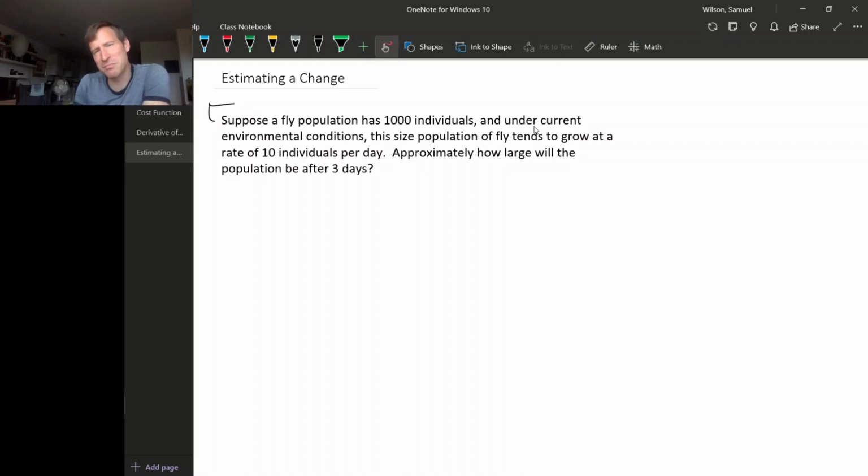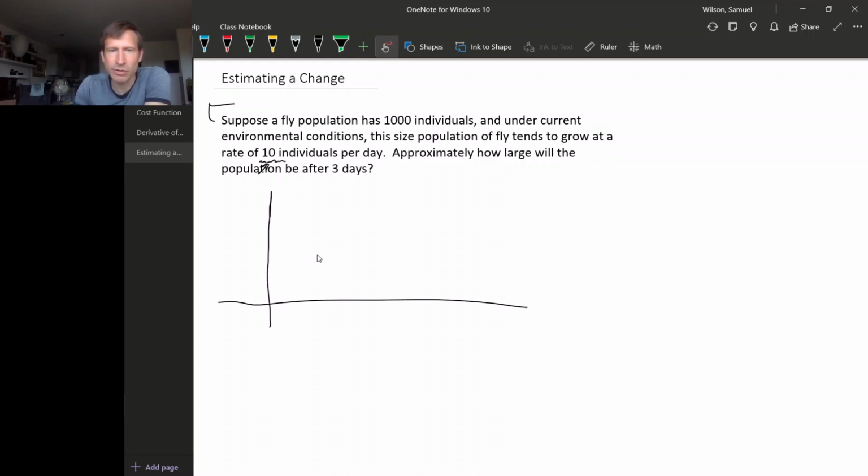And we know from past observations that under current environmental conditions, the size of the population will grow at about 10 individuals per day. Let's approximate how large the population would be after 3 days. Now, the thing is, over these 3 days, the environmental situation might change, and so this rate of change might not be constant. So we can't just multiply this 10 by 3 and say that we'll have 1,030 individuals, because this rate of change might not be constant.